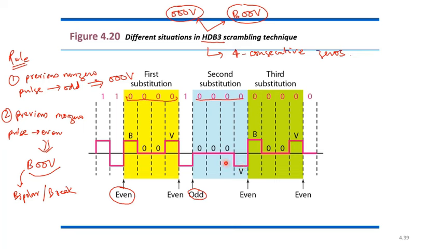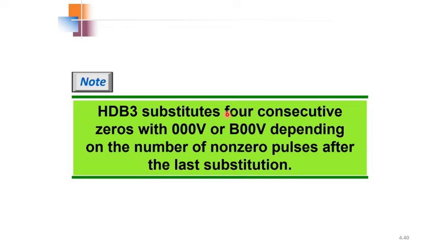V stands for same as the previous. The previous non-zero was negative, so this V will be negative. Up to here it was odd. Now up to here it is even. So now the next 4 bits will be replaced by the even rule. That means B00V. B stands for opposite. The previous non-zero was negative, so the opposite will be positive. Then 00, then V will be the same as the previous, so it is positive. So this is how the HDB3 scrambling technique is used. Okay, so these are the two scrambling techniques.